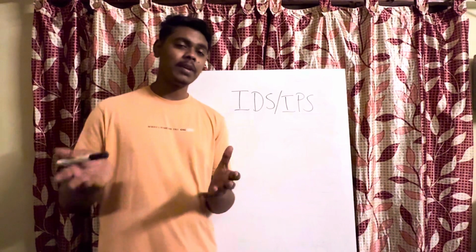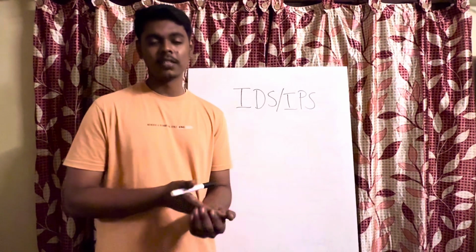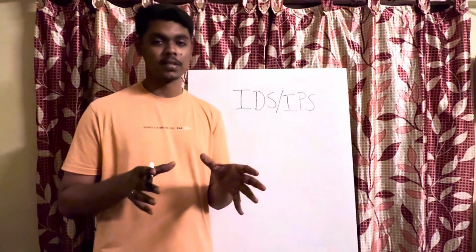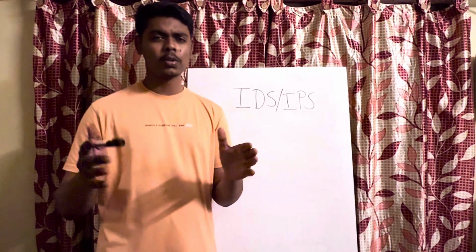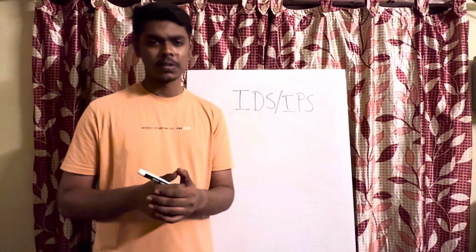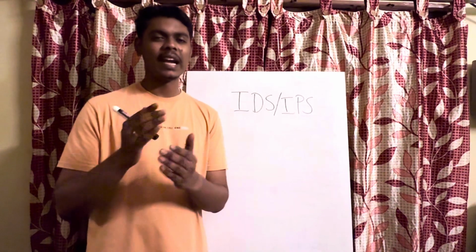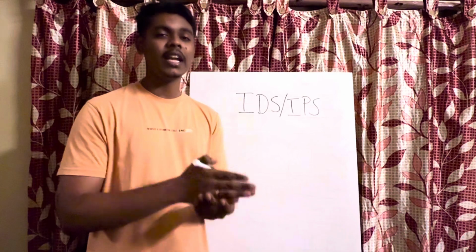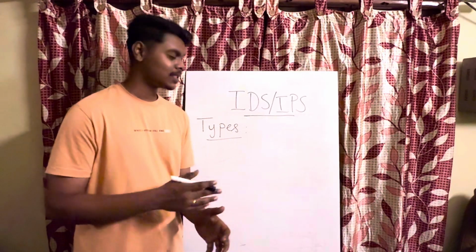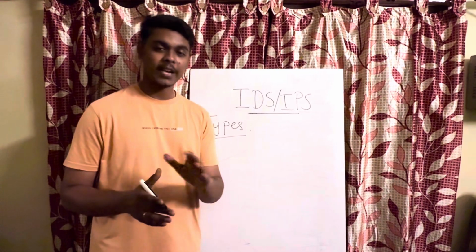Now what is an IPS? An IPS, on the other hand, is a prevention system. What that does is it acts like an automatic door which closes when it sees any suspicious person. It is a little bit better than an IDS because it can detect a threat and, at the same time, block it in real time. So now let's dive into the types of IDS/IPS.